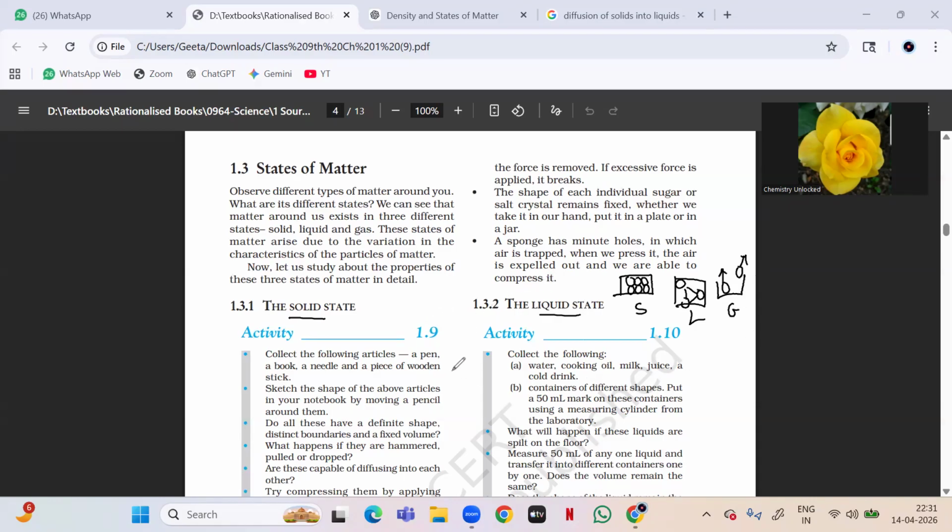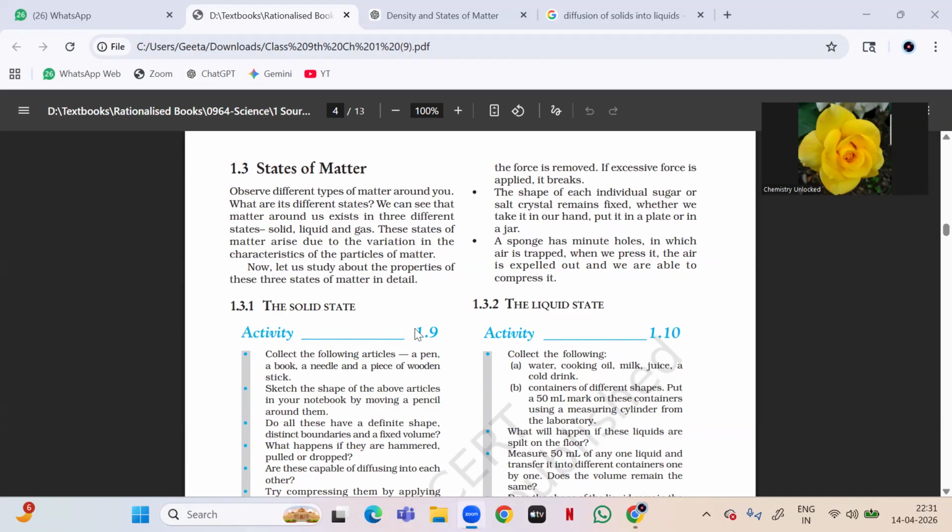Okay. Now in these activities, what we are going to do is connect this particulate arrangement to their properties. So activity 1.9, let's see what it tells us about the solids. Here in this activity, children, we are collecting a few articles which are all solids, like a pen, a book, a needle, and a piece of wooden stick. Then we'll be doing some experiments and making some observations.